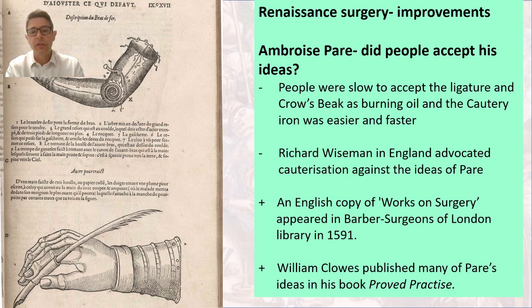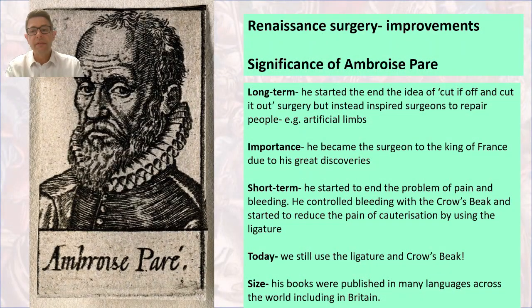So then we're on to the significance a bit more. So obviously Paré started the end of the cut it off and cut it out surgery and started the idea of repairing people's bodies rather than just cutting things off bodies. So there's a long-term idea there. Importance, he became the surgeon to the King of France. Okay, so he's a very important, significant person.